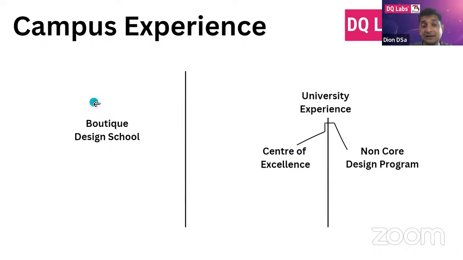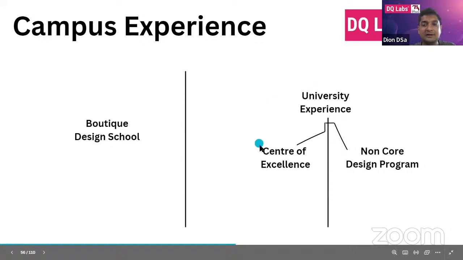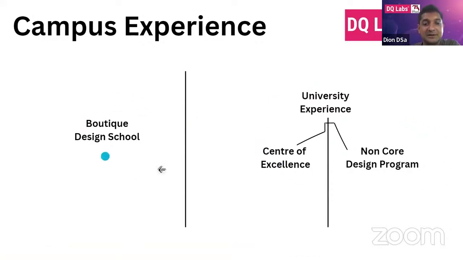Now, CEPT, while it has architecture and design and urban design, I would still put that as a boutique school because it has only that, right? It doesn't have engineering, it doesn't have other aspects. So that would be a boutique school. So I hope you got the difference between the boutique schools and the university schools, right?